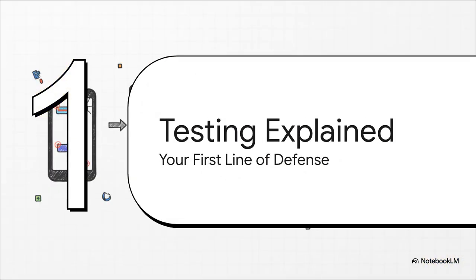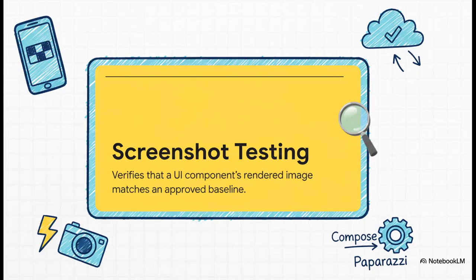So what can we do about it? Well, that brings us to screenshot testing, which is basically your first line of defense against these visual regressions. So, what is this thing exactly? You know, the concept is actually really simple. The very first time you run a test for a UI component, the tool takes a picture of it. This picture is what we call a golden image, or a baseline. From that moment on, every single time the test runs, it takes a brand new snapshot and compares it, pixel for pixel, against that original golden image.